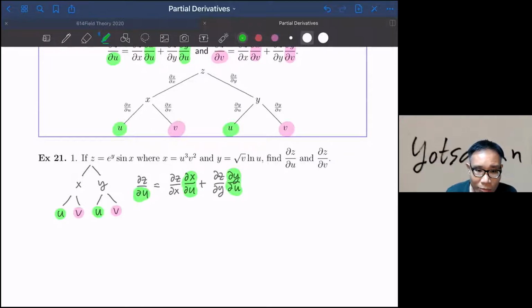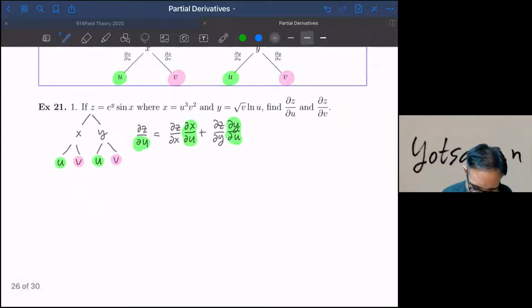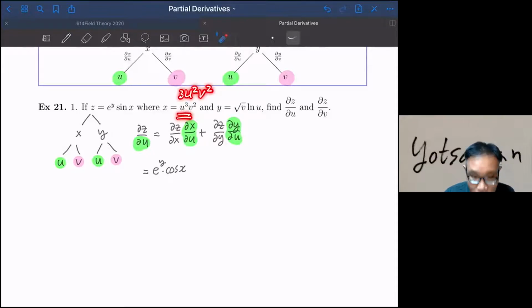And then you have dz dx. You're just going to differentiate this step by step. So dz dx is going to be the derivative of e to the y sine x. This one, e to the y, is constant, right? And you just differentiate sine x, and the derivative of sine is cos. So it's going to be e to the y cosine x. And dx du turns out to be 3u squared v squared. So it's going to be 3u squared v squared.